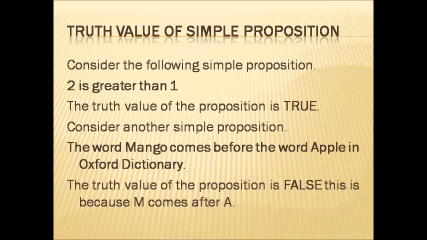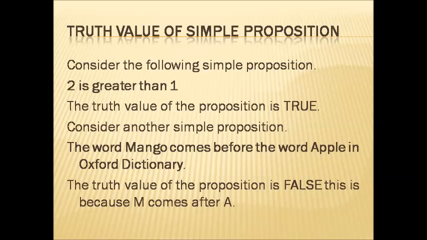Another example: the word mango comes before the word apple in Oxford Dictionary. Let me repeat: the word mango comes before the word apple in Oxford Dictionary. When you consider these two words, mango and apple, of course mango does not come before apple, because as per the alphabetic order, as it is a dictionary, it follows alphabetic order. So that is false.